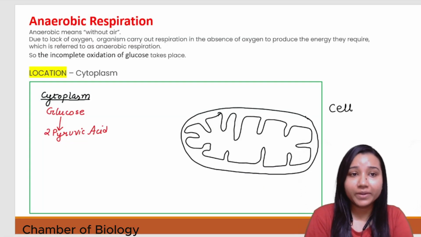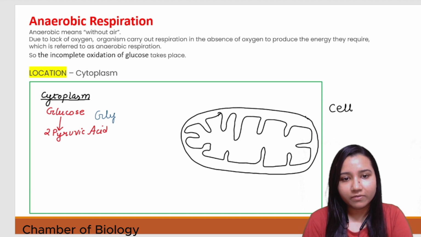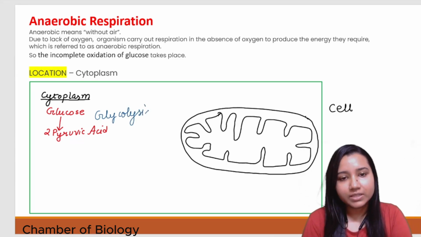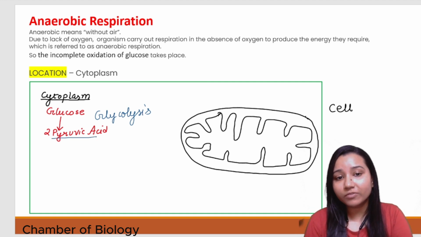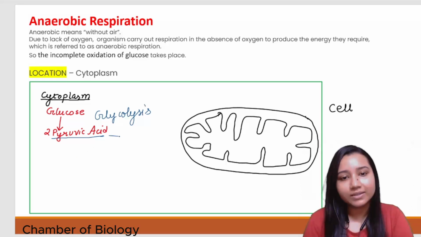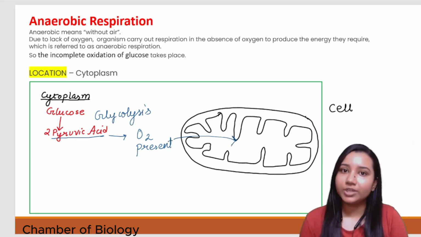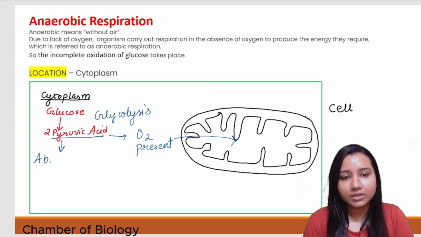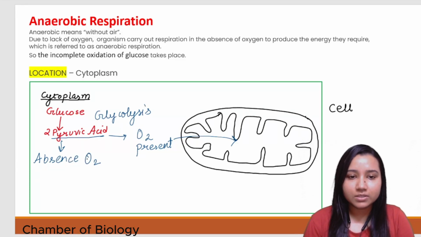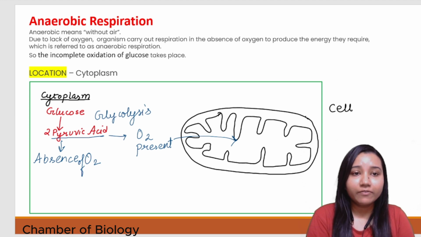But in case of the anaerobic respiration, students, glycolysis is obviously going to take place. And by the process of glycolysis, we will see the glucose is getting broken down into 2 pyruvic acid. But now the fate of the pyruvic acid is decided by whether there is oxygen present or not in the cell. When the oxygen is present, eventually it is going to enter the mitochondria and aerobic respiration will occur. But if there is absence of oxygen, then the fate is going to change.